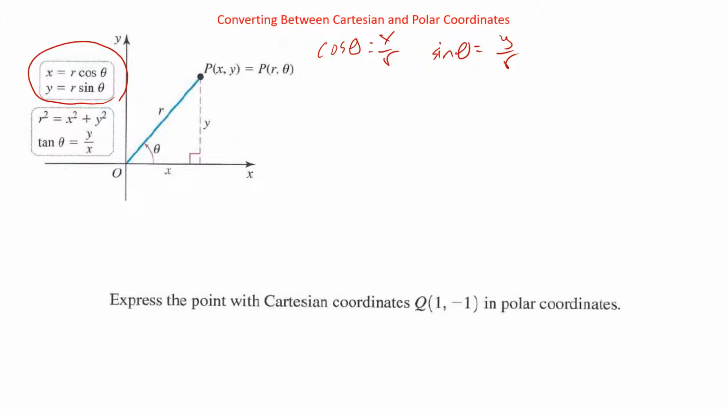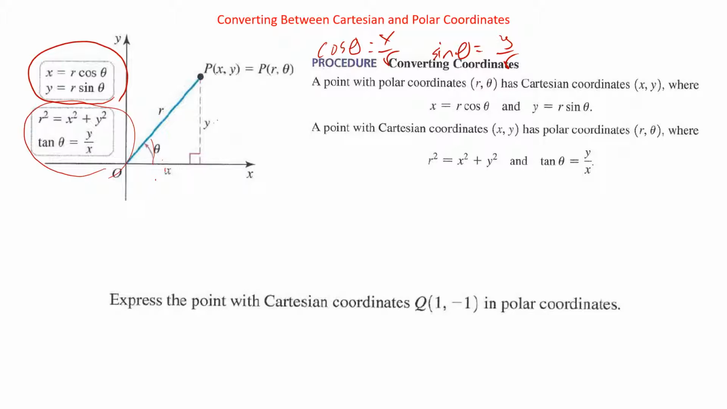To go backwards, we need to find the r. So we would use the Pythagorean theorem because we would know x and y. So we can find r, and then the tangent of the angle equals y over x. So using this bottom set is what would take us from Cartesian to polar.